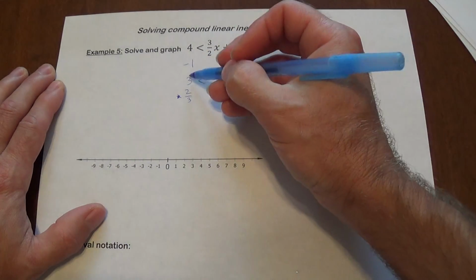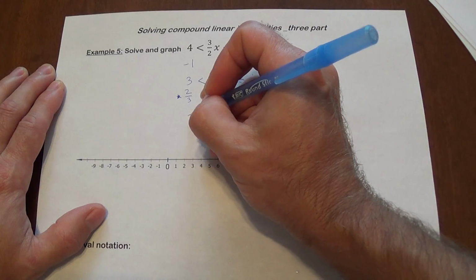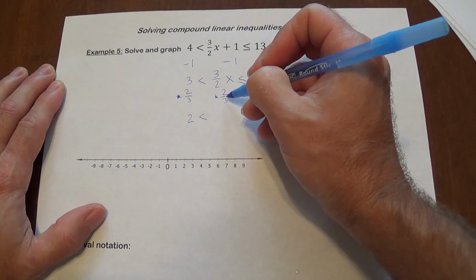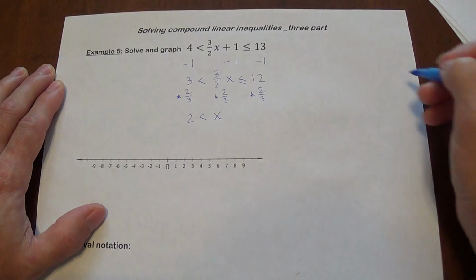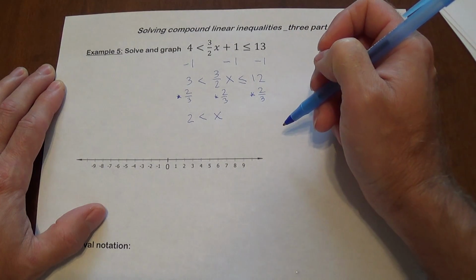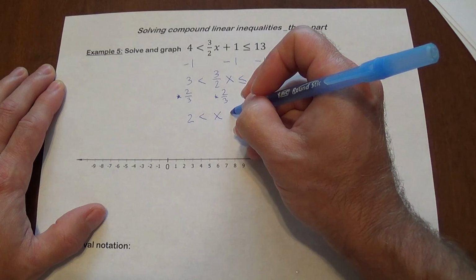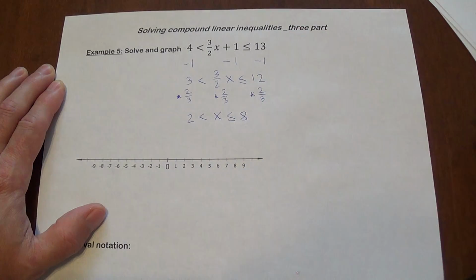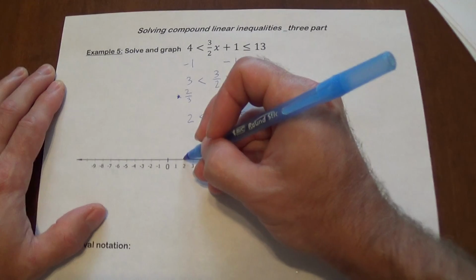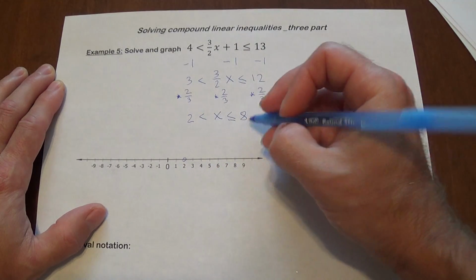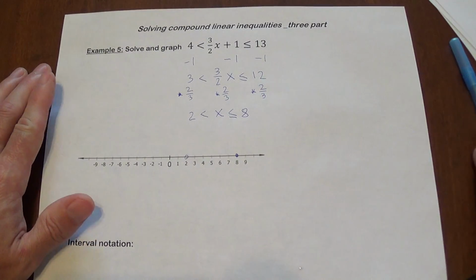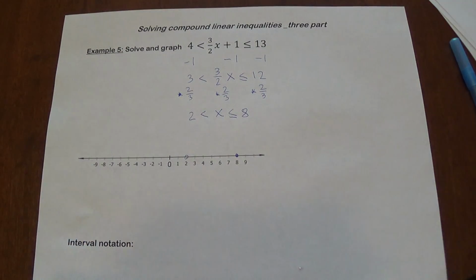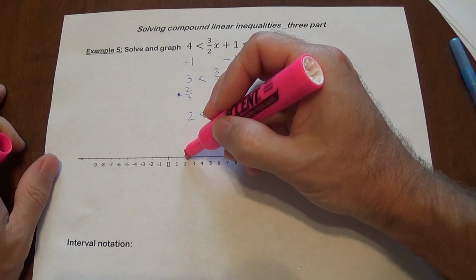Alright, so you multiply 3 by 2/3, that's going to give you 2. Multiply 3/2 by 2/3, that's going to give you 1. We're going to be left with x. Multiply 12 by 2/3, that is going to give us 8. So less than or equal to 8. Okay, so from 2 to 8, open at 2, closed at 8. And we are going to shade the part between them.